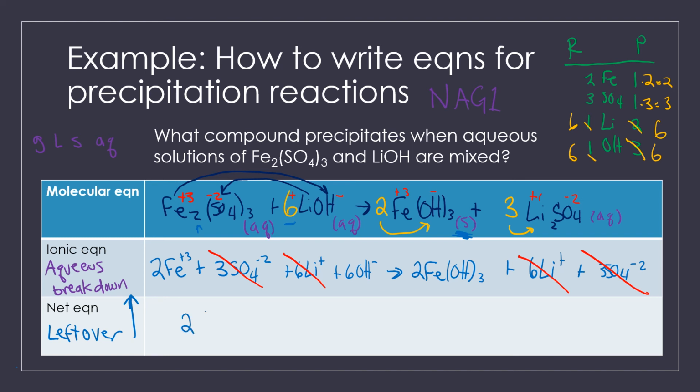So 2 Fe³⁺ plus 6 OH⁻ goes to 2 Fe(OH)₃. And if you did it right, it should all balance and everything should be perfect. All right. That's a precipitation reaction.